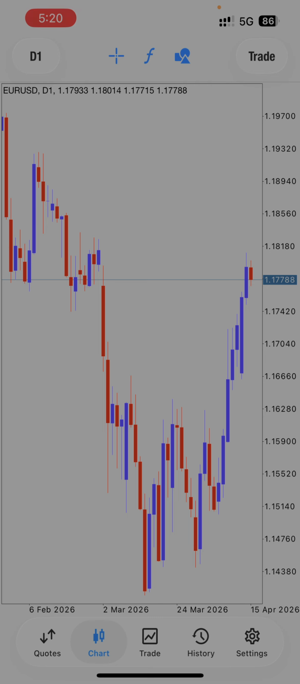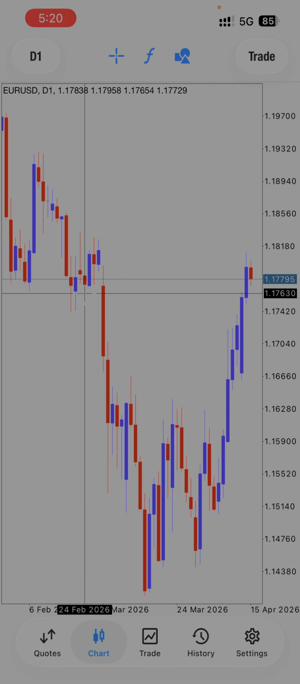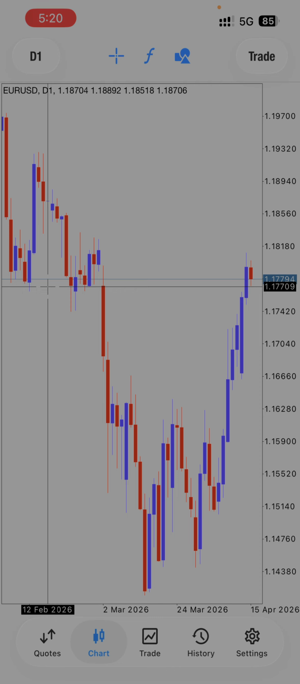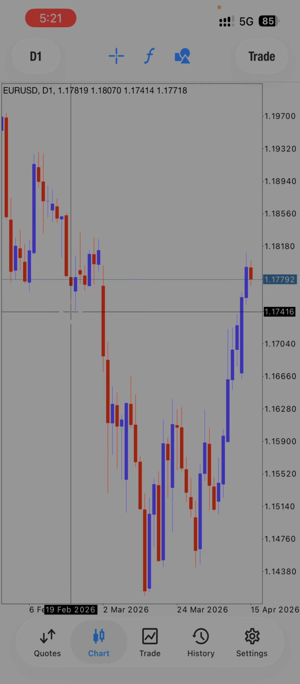Here we are on the Euro USD chart, and if you look at the recent movement to the upside, it was not just supported by the US-Iran conflict and the peace hopes, it was also supported by poorer than expected PPI recently. If we go to the previous swing lows, the swing low made on 6 February was 1.1765, which is the immediate support, and the next support is the swing low made on 19 February, which is the 1.1740 area.